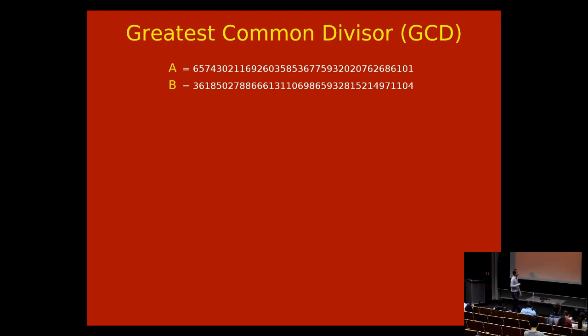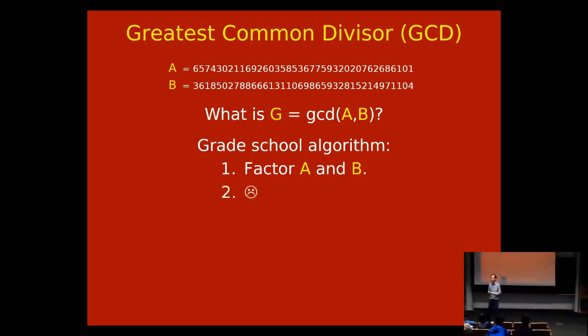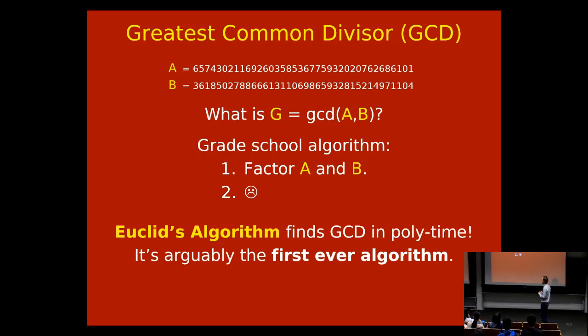So again, let's say you have A and B, and you want to find their greatest common divisor, the GCD. Well, in grade school, they teach you this algorithm. First, factor A and B. And then you take the minimum of all the prime exponents or something. But that's a bad idea, right? We already saw that factoring A and B is going to take you forever, potentially. But you can do it, kind of amazingly, in polynomial time.